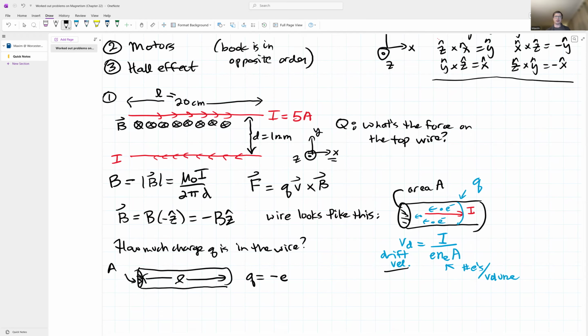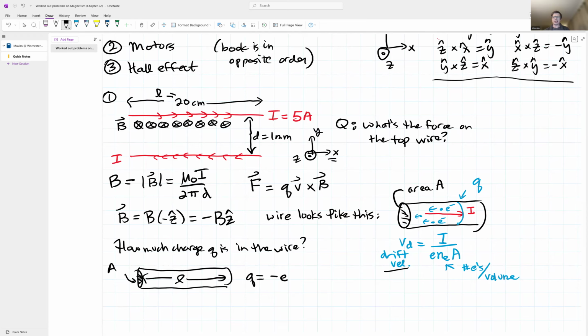In the end, it won't matter too much as long as we end up having that this Q times V is in the right direction, like to the right. But we'll see that it works out. So anyway, the total charge is negative E. That's the charge of an electron.